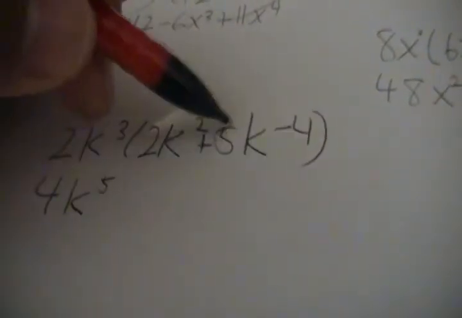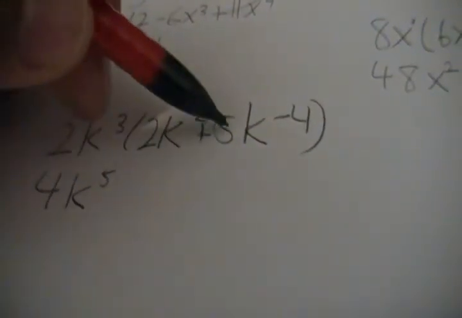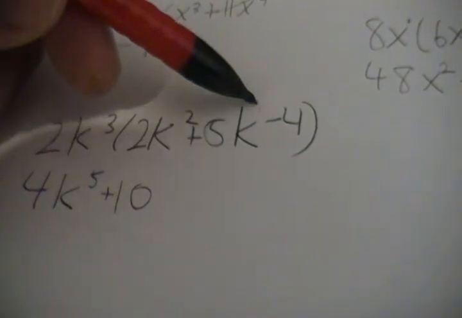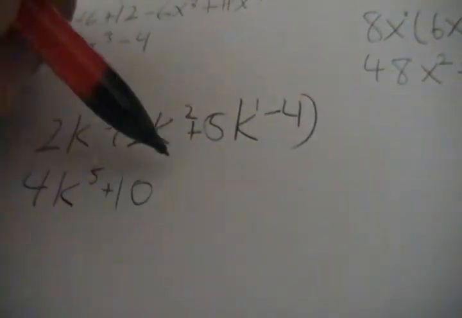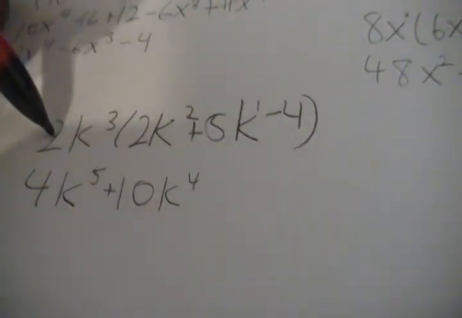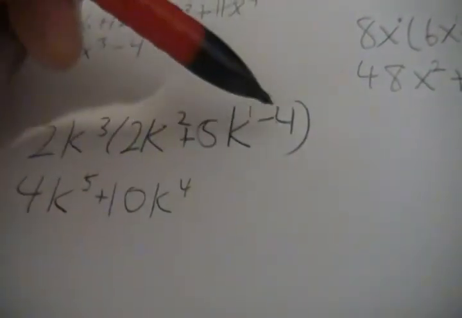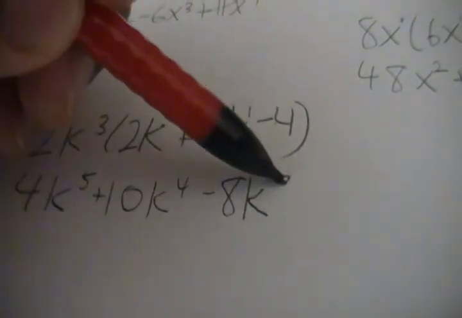Okay, then we focus on this times 5k. So 2k cubed times 5k. So that's going to be 2 times 5, which is 10. Then it's going to be k cubed times k. So it's going to be 3 plus 1, right? Because k to the 1. So 3 plus 1 is k to the 4th power. Then we do 2k cubed times negative 4. So this is going to mean 2 times negative 4, which is negative 8. And then just k cubed.